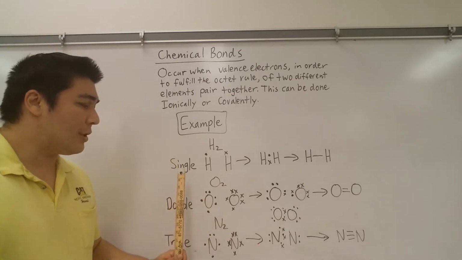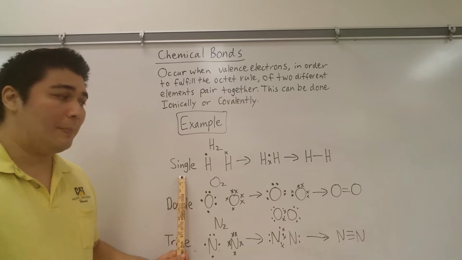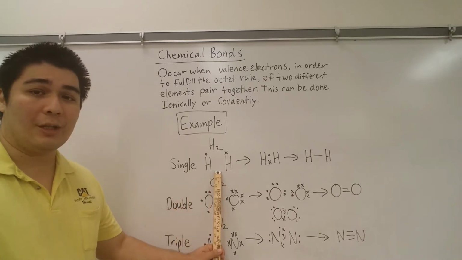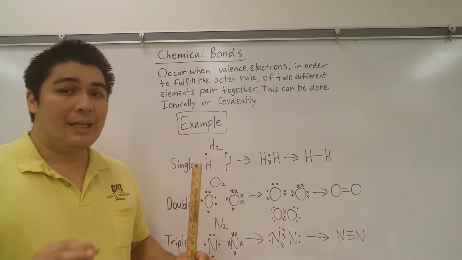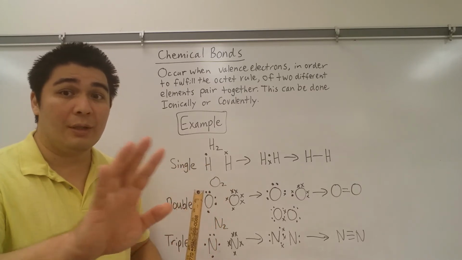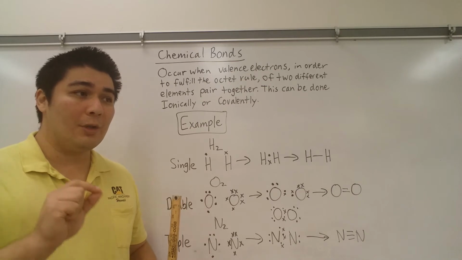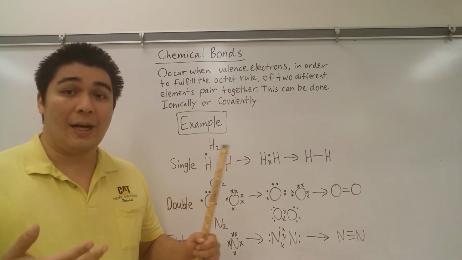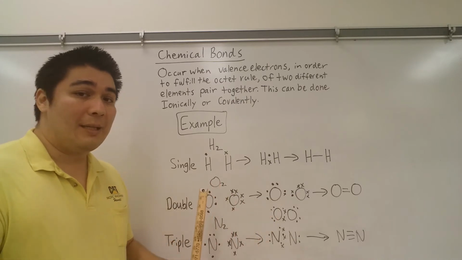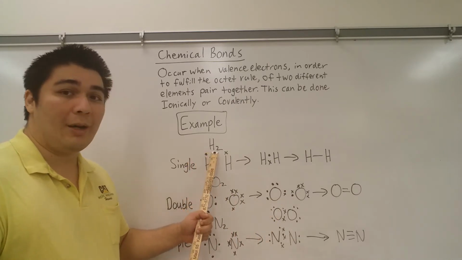So we'll start with the single bond. And the best example of that is hydrogen. In nature, you will almost never find a single hydrogen atom just floating around somewhere. It will almost always get paired up with something. And in the case of hydrogen gas, that means that hydrogen will pair with itself.